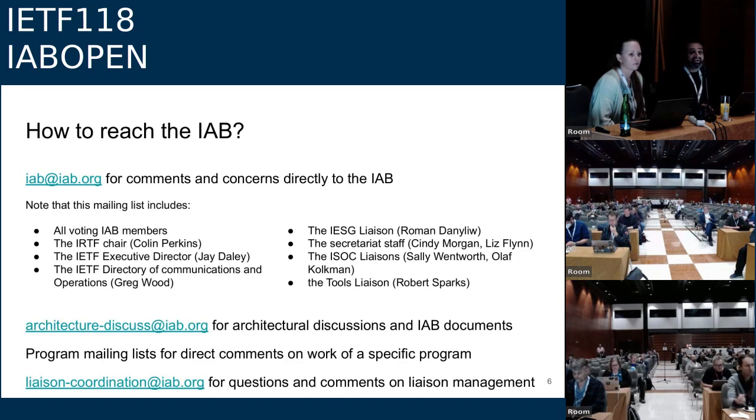To reach us, we have our mailing list, the email, which is iab@iab.org. You will find all the IAB members plus the members which are listed on the list. For open discussion, we have the architecture-discuss list. We have very interesting discussions there. Please continue to do that. For liaisons, we have liaison-coordinator@iab.org. Please use that list for liaison related queries. And now I pass on to Maria.